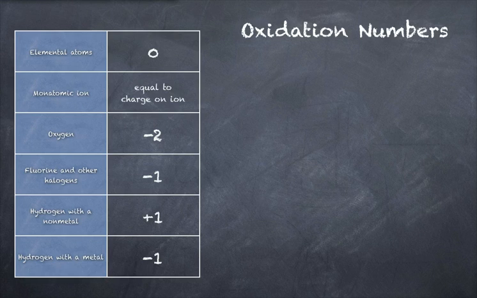Oxygen almost always has a negative 2. There is a peroxide ion that's negative 1, but that's very rare. Fluorine and the halogens, if they react with a metal, are always going to be a negative 1. If they react with a nonmetal, they could actually be positive. Hydrogen with a nonmetal is always going to be positive 1, and hydrogen with a metal will be negative 1.